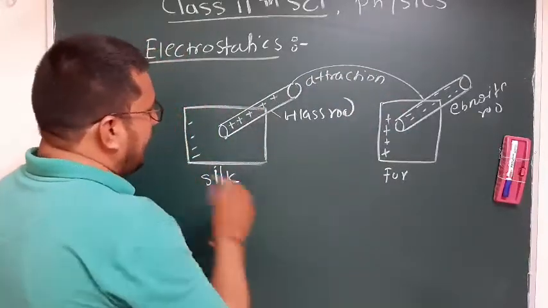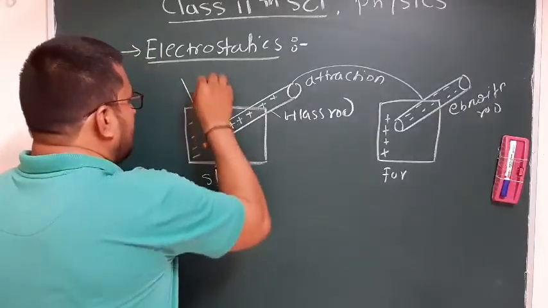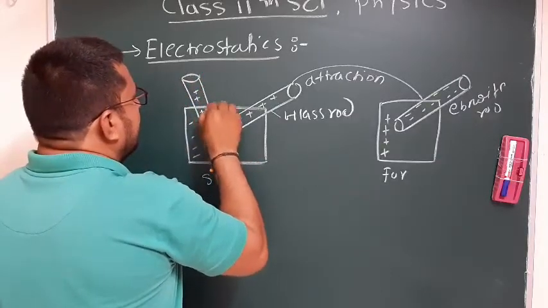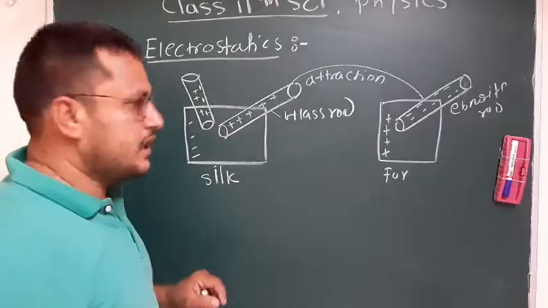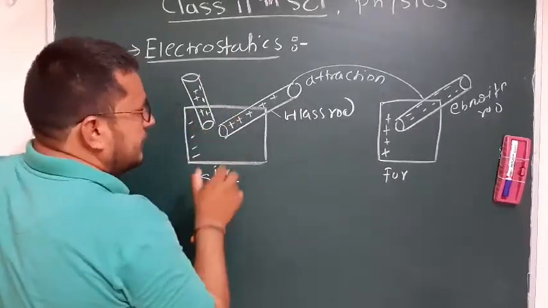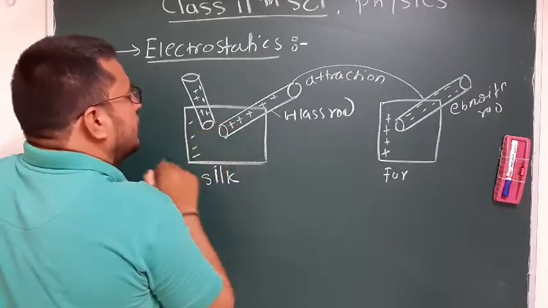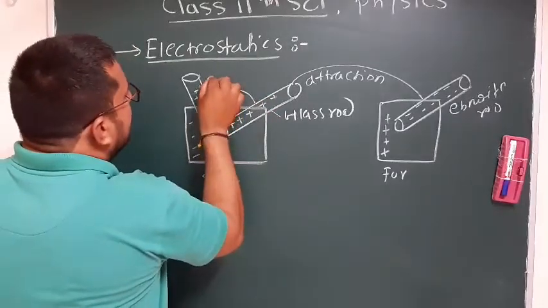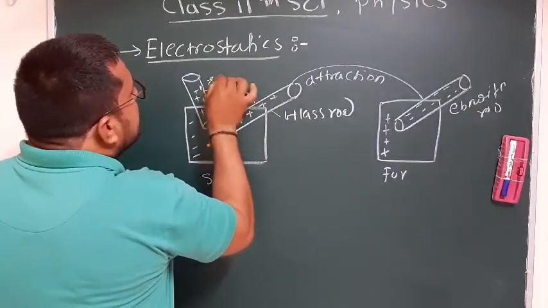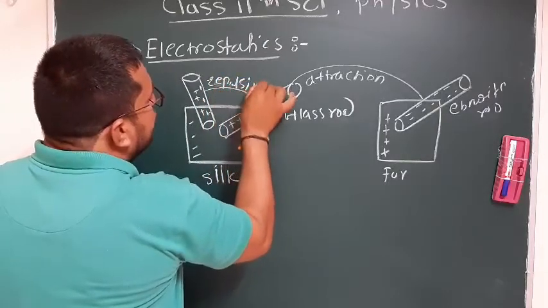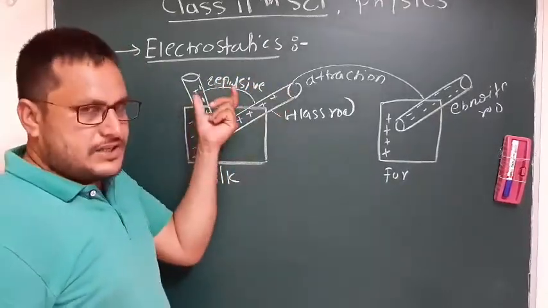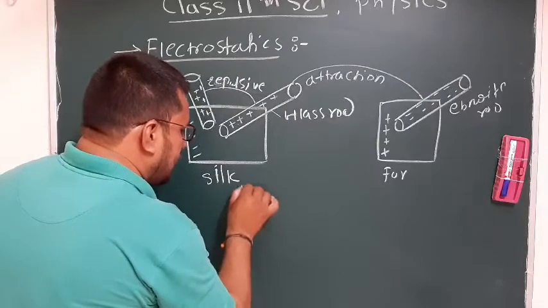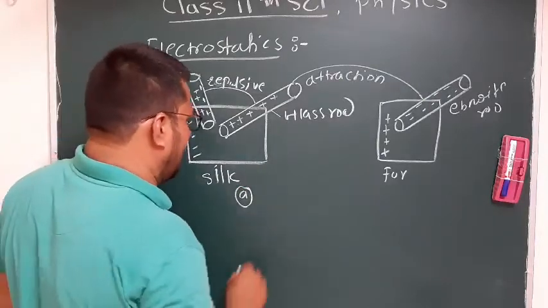Suppose we have two glass rods, and we rub them, and after rubbing, both glass rods have a positive charge. If we try to move them close together, due to the similarity of charge, we feel a repulsive force. Why? Because of like charges. So we conclude the following.